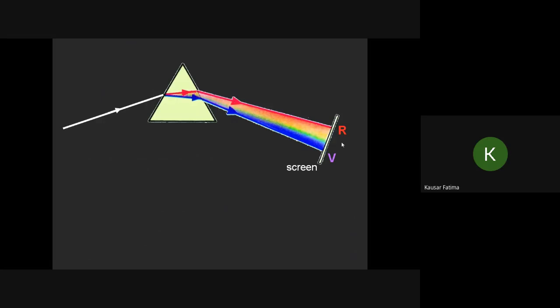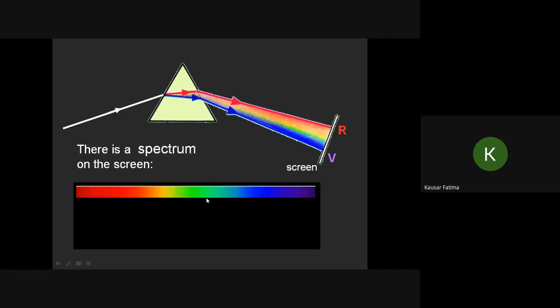This is the screen. So on the screen you will see 7 colors. Okay, the patch of 7 colors will be obtained. We call it spectrum, band of 7 colors. Violet is deviated the most and red is deviated the least. This is the spectrum on the screen.